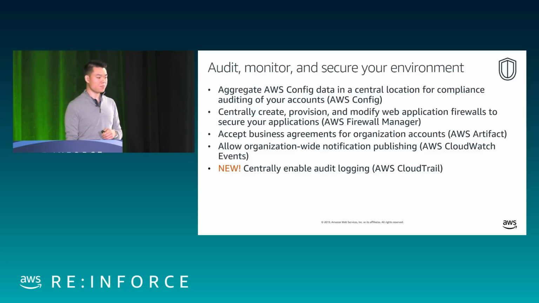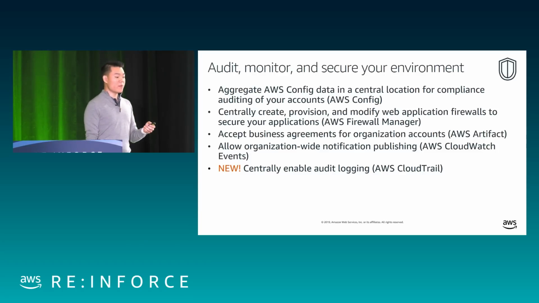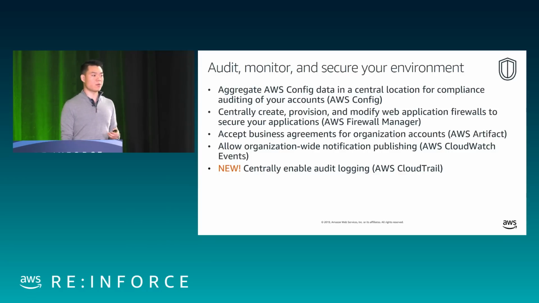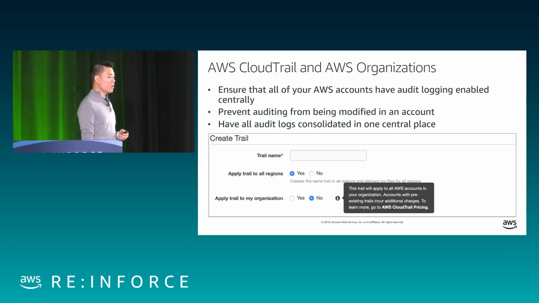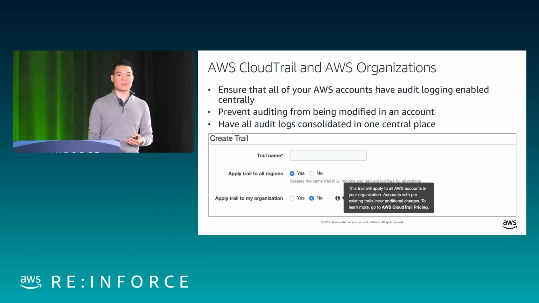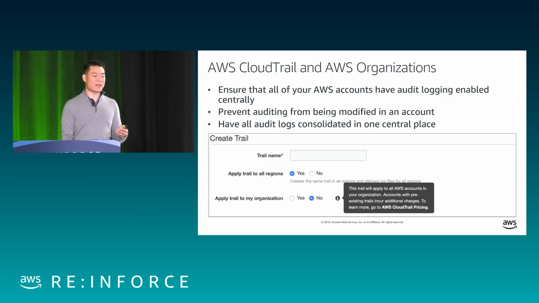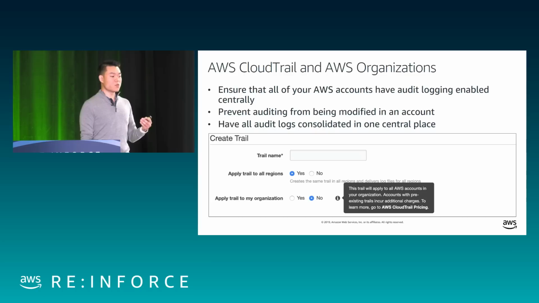And finally, we enable you to centrally enable audit logging using AWS CloudTrail, which I want to go into a little bit further. So with AWS CloudTrail in organizations, you can ensure that all of your AWS accounts have audit logging enabled centrally. This also includes new accounts that join your organization, which will automatically get CloudTrail provisioned on them as soon as they join your organization.